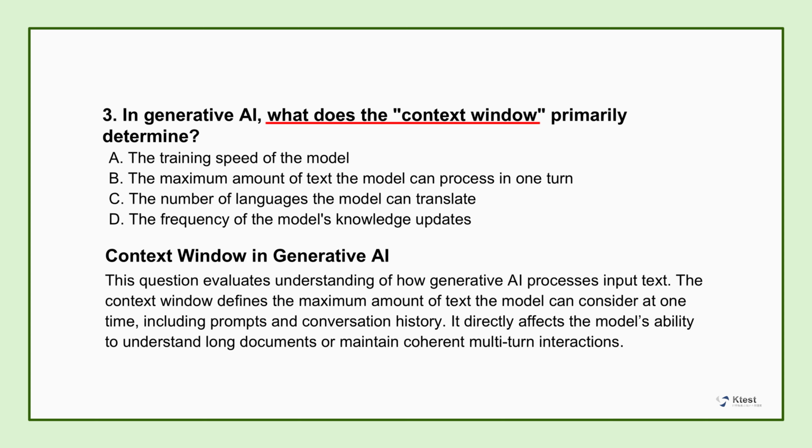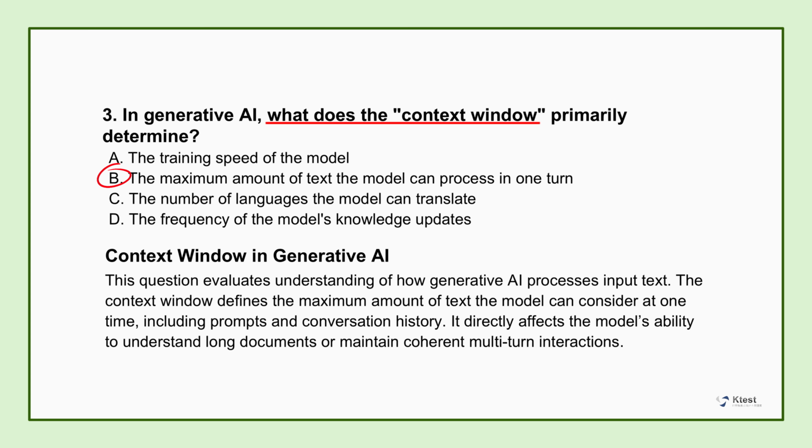You see this in every press release now. 200K context window, 1 million tokens. It's like the new megapixels for cameras, but what does it actually mean? The answer is the maximum amount of text the model can process in one turn. Think of it like the model's working memory, or maybe the size of its desk. It includes your prompt, but it also includes the history of the conversation.